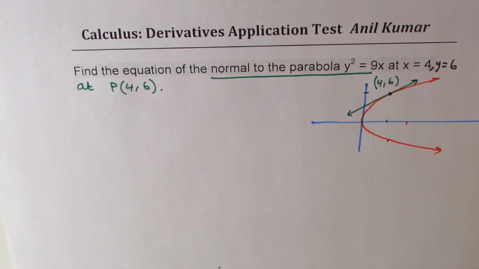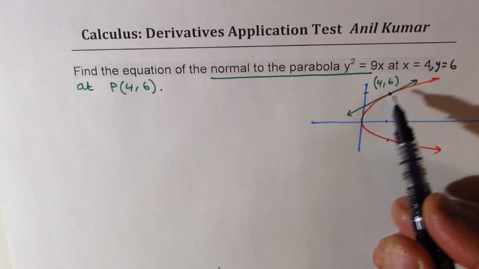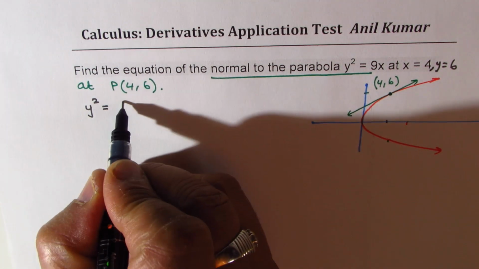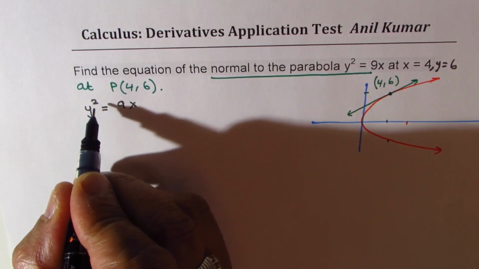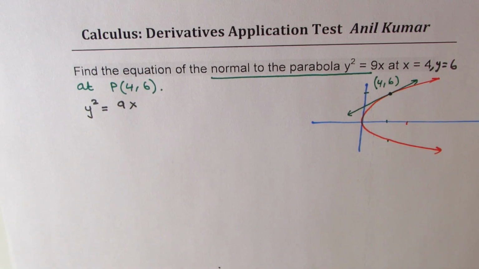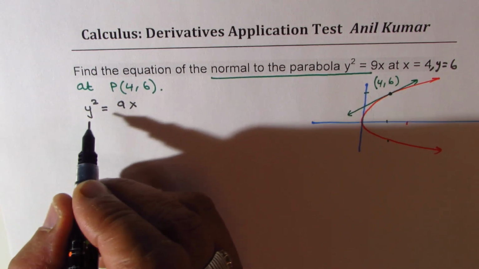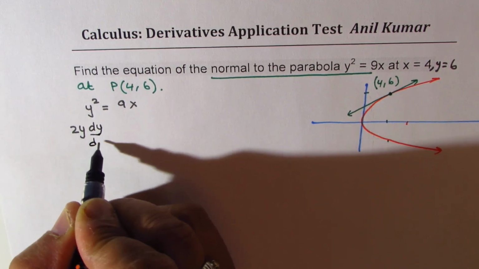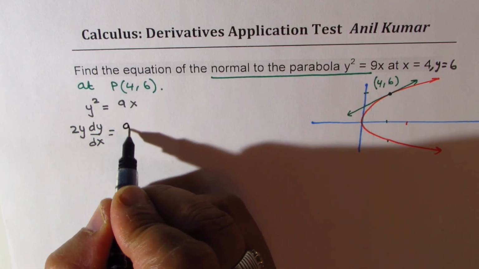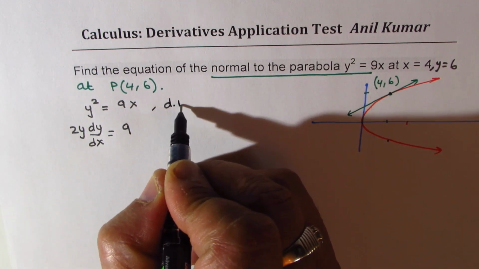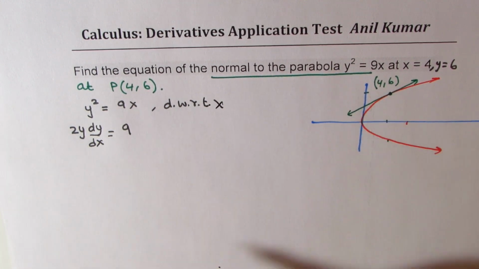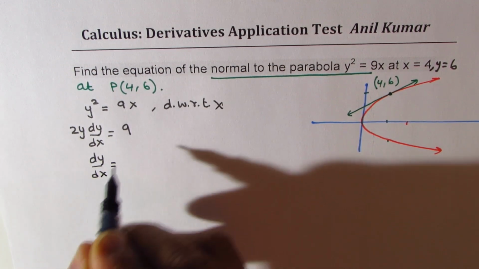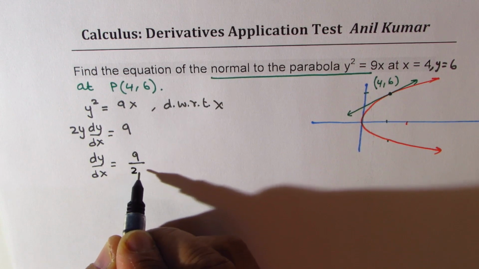Okay. So in the first part, we'll find the slope of this tangent line. We are given y square equals 9x. So the derivative will be, you could do it a couple of ways, we could write 2y dy/dx equals 9. When you take the derivative with respect to x, that's what we get, right? Now from here, we get dy/dx equals 9 over 2y.